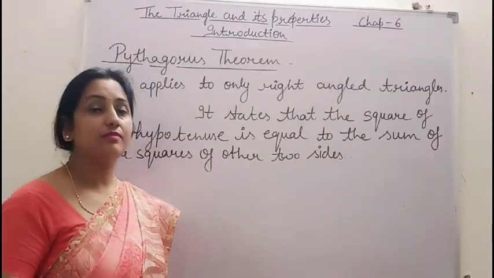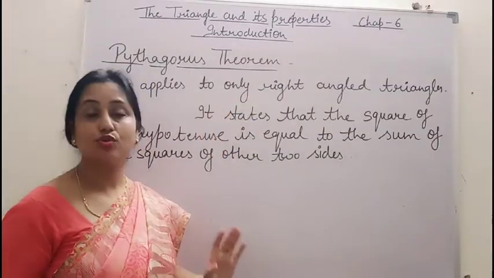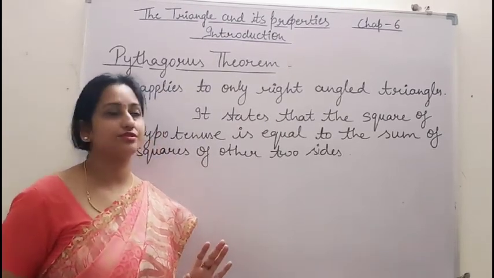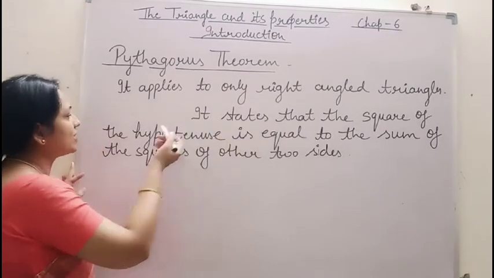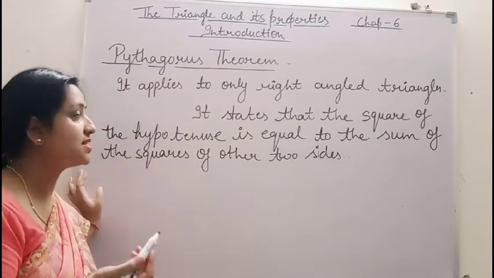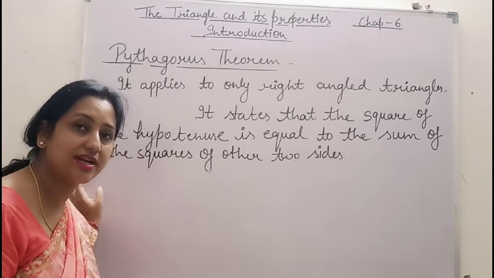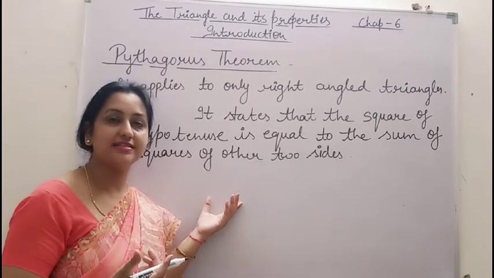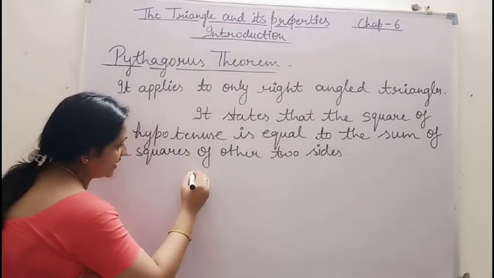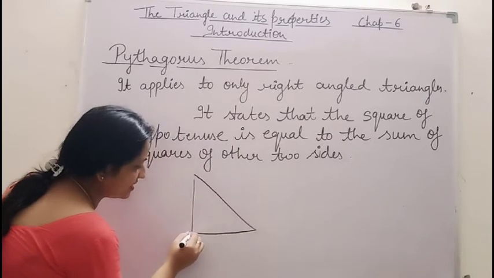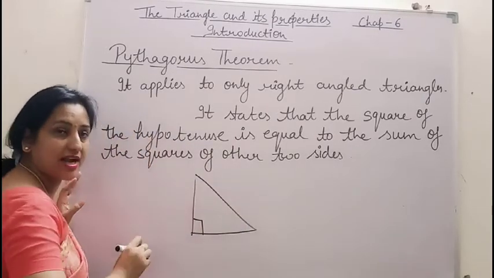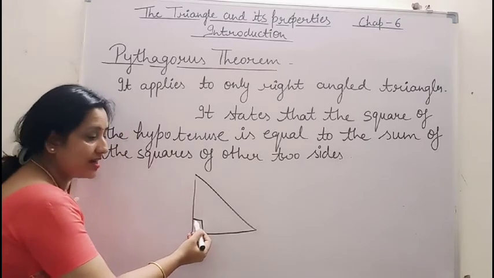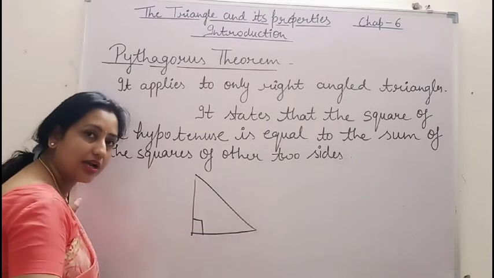Now Pythagoras theorem. Pythagoras theorem applies only in a right angle triangle. When your triangle is a right angle triangle, then you can use Pythagoras theorem. So it states that the square of the hypotenuse is equal to the sum of the squares of the other two sides. So hypotenuse means the longest side of the triangle. Suppose this is your right angle triangle. So in this right angle triangle, this is the longest side. So this is called hypotenuse, or we can say just opposite to the right angle is called the hypotenuse.